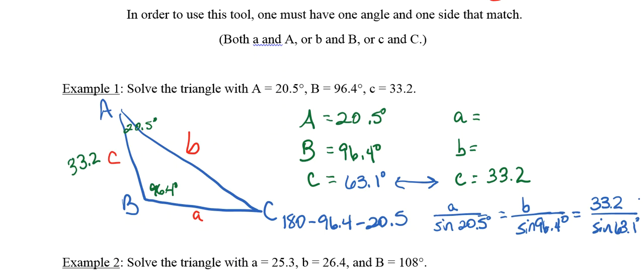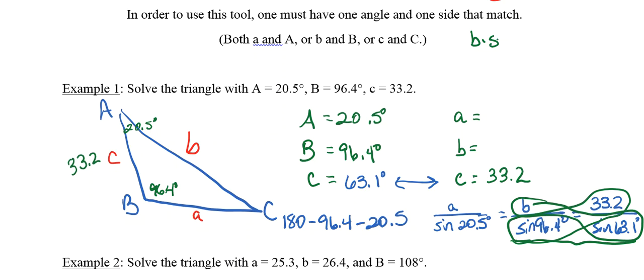Now what you may notice is this is simply a proportion, and so we can solve proportions. And I'm actually going to ignore the A here, and I'm going to work with the C's and the B. And since I only have one unknown, I can go ahead and think back to how I solve a proportion. I'm going to cross multiply. So B times sine of 63.1 equals 33.2 times sine of 96.4.